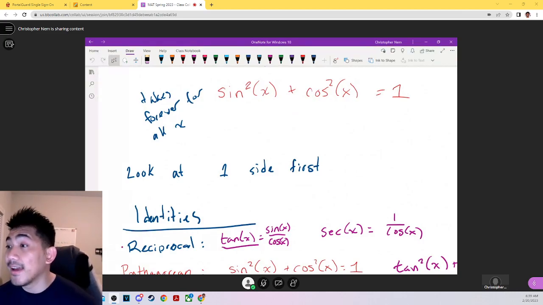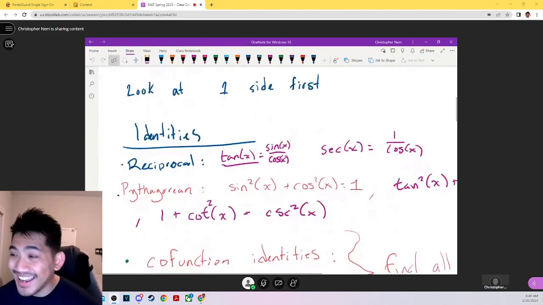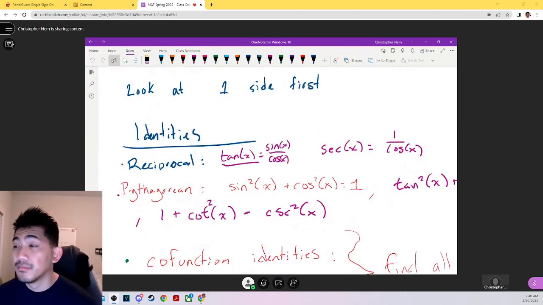Maybe it might be the left-hand side. Maybe it might be the right-hand side. The next thing is you need to have all of your identities down packed. We're at the point in the course where I can't just have you write cosecant of theta equals 1 over cosine of theta or sine of theta. It has to be the correct one. If I say secant theta, it should be 1 over cosine theta. If I say cosecant theta, it should be 1 over sine theta.